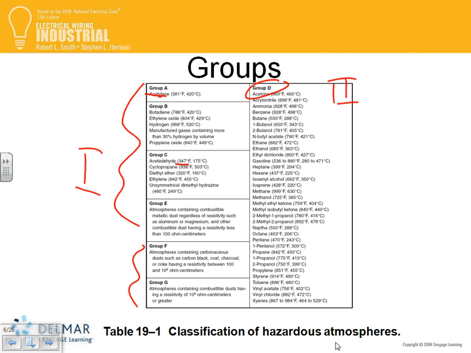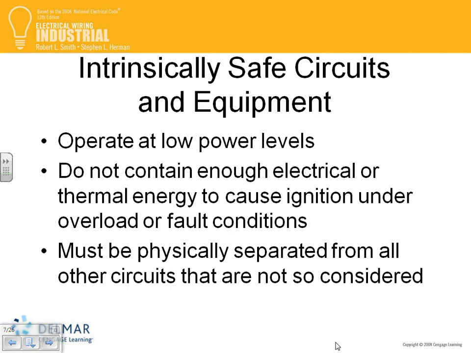So if I say class 1, div 1, group B, this means this equipment can be installed in all locations that include these gases. Whatever gases exist, all group B gases, this equipment is rated for it. Any questions, guys, about this? Okay. Again, the equipment has to work at a lower temperature.